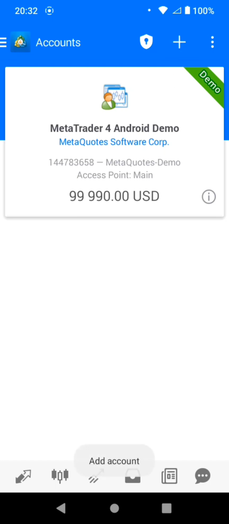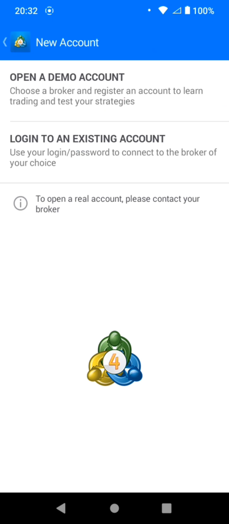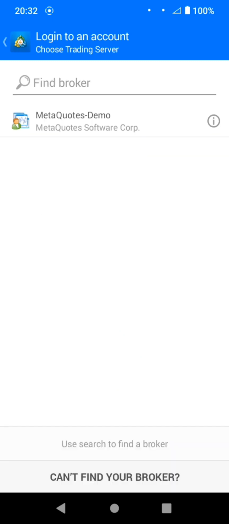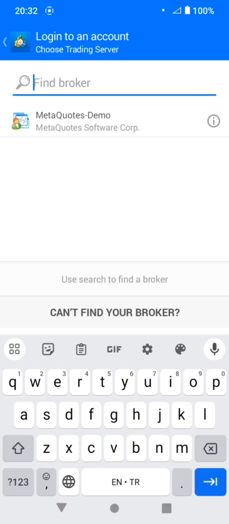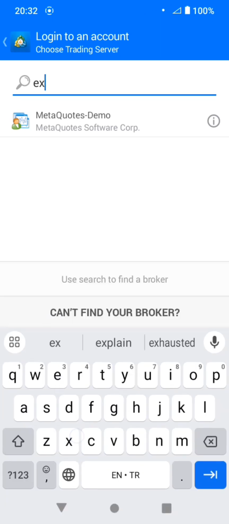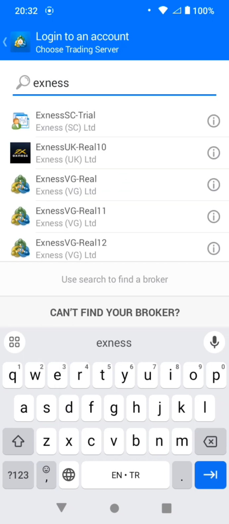All right, just press this plus and you come to log into an existing account. Let's say you are using XNES now. You come here, XNES is going to give you your login, and it's going to give you a server. The first thing you need to do is check for your server. Let's say your server is XNES rate 10.